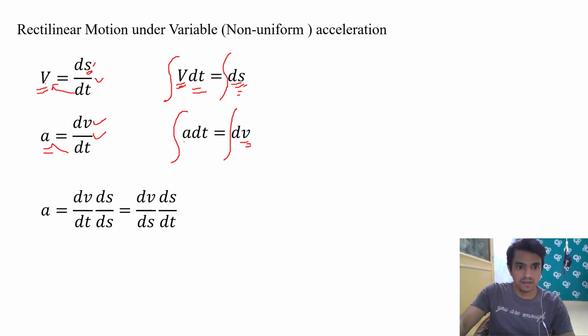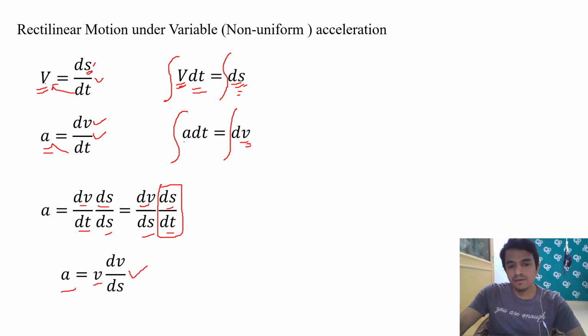Again, one more relation is there, that a is equal to v dv by ds. So a is equal to dv by dt, I can multiply and divide this equation by ds, and I can write it like this: dv divided by ds times ds divided by dt. Again, this ds divided by dt is nothing but v. So for a I can write a is equal to v times dv by ds. So that will be for rectilinear motion under variable acceleration.